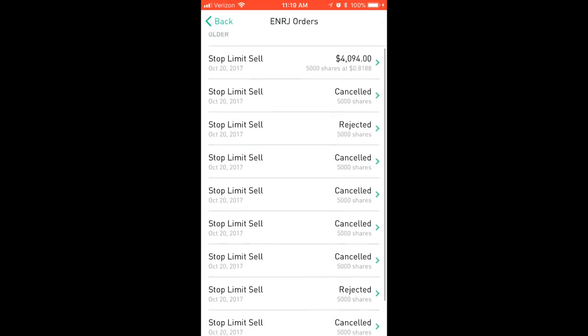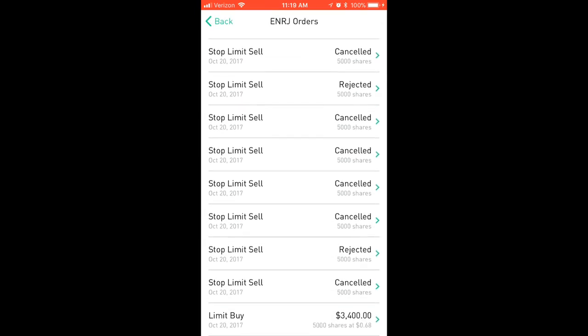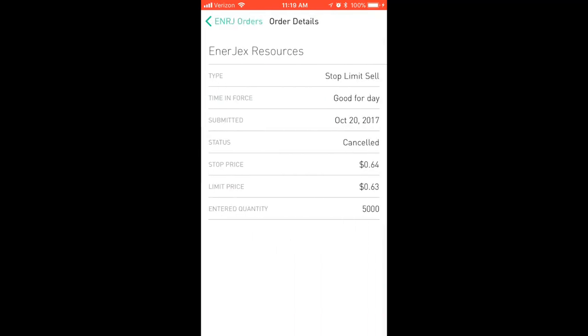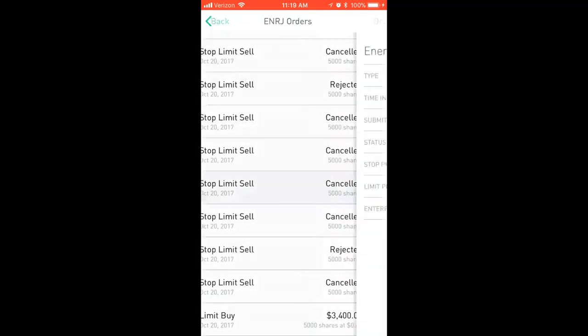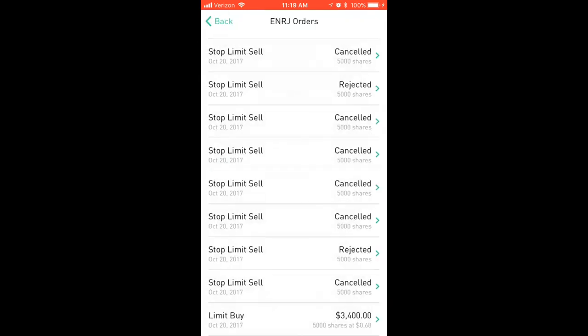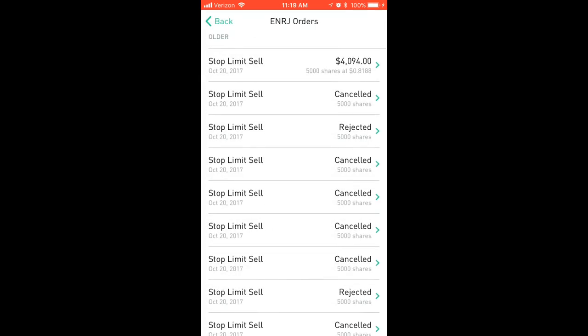And as you can see, I was setting stop limit sells the whole way up. I just kept moving it up. At first I had a stop price of 64 cents. Then I moved it up to 6.65. Then up to 65. Then up to 0.685. And as you can see, I moved it all the way up.